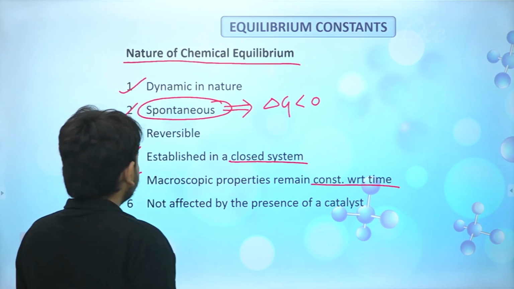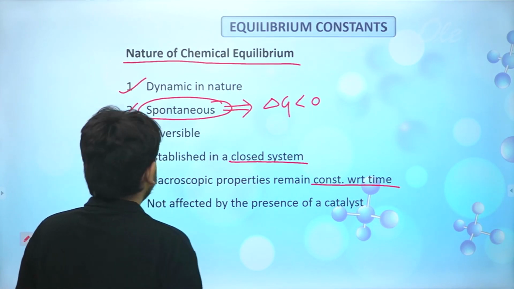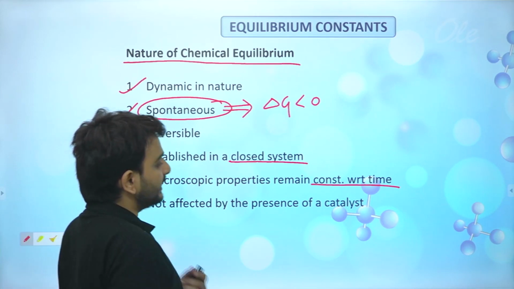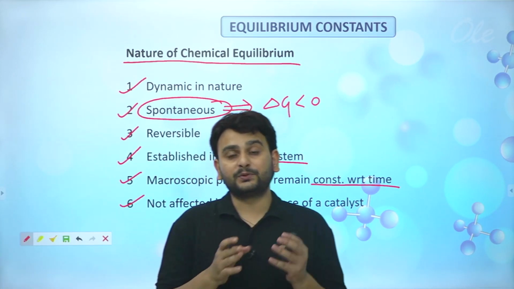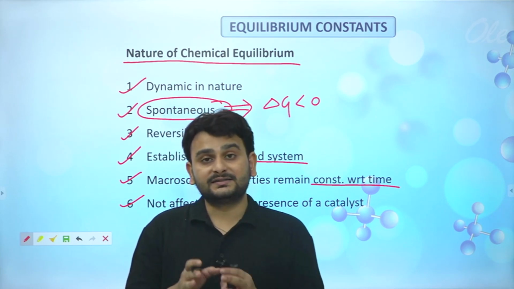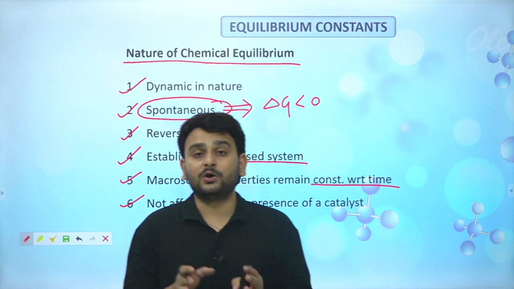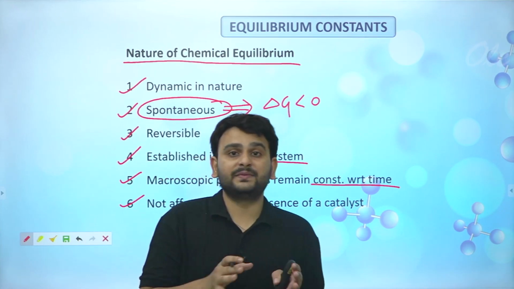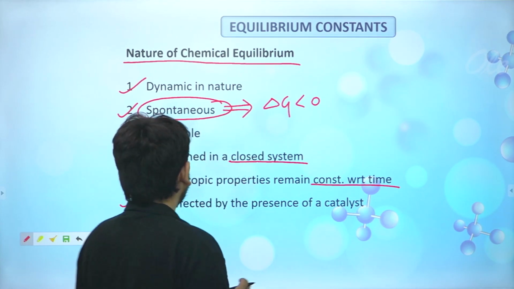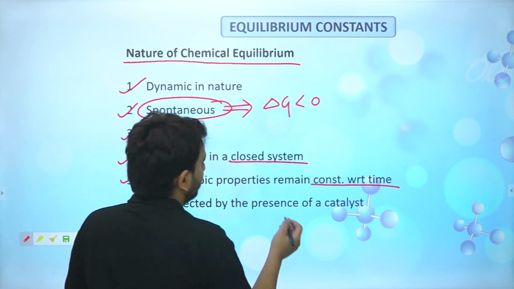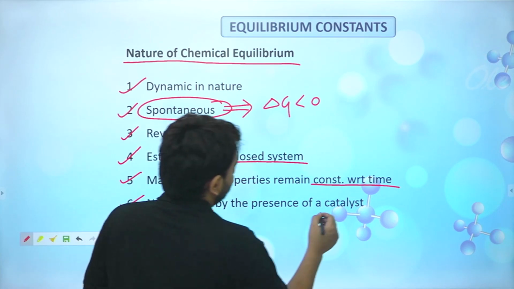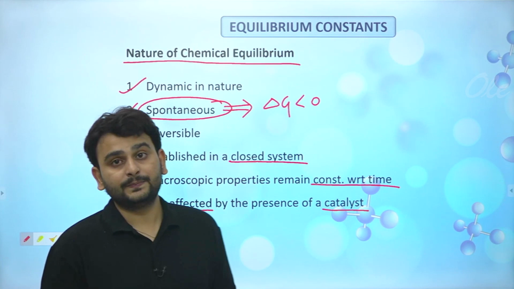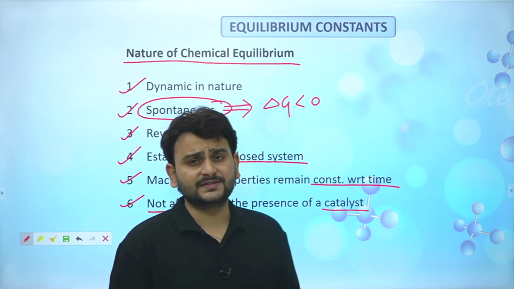It's not affected by the presence of a catalyst. What a catalyst will do is assist the forward reaction by the same amount and the backward reaction by the same amount. So the net effect of the catalyst on the equilibrium wouldn't be any. I hope you've understood this, guys. I'll move on.